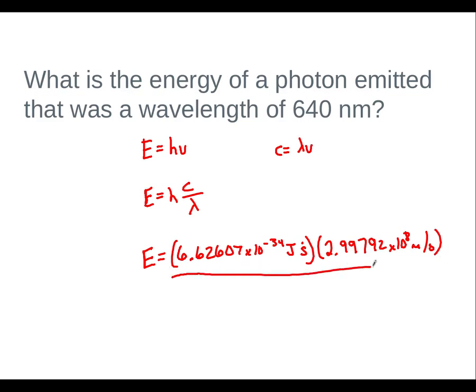And I can just do this. But the wavelength I gave you is 640 nanometers. We need meters to get it to cancel out, so I'm going to have one more conversion: 1 meter is 10 to the 9th nanometers. Nanometers will cancel, meters will cancel, seconds will cancel, and my final answer is going to be in joules.